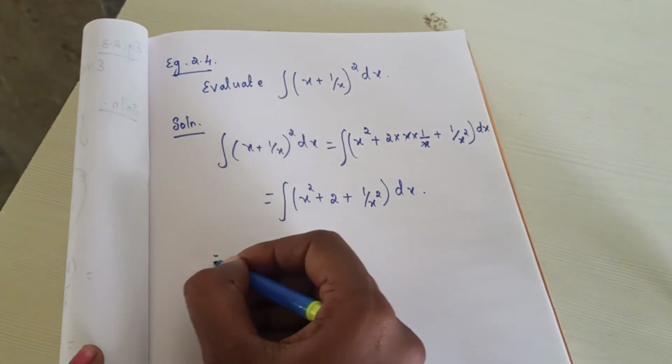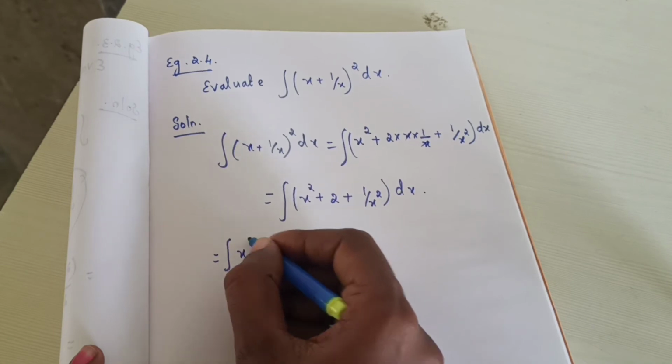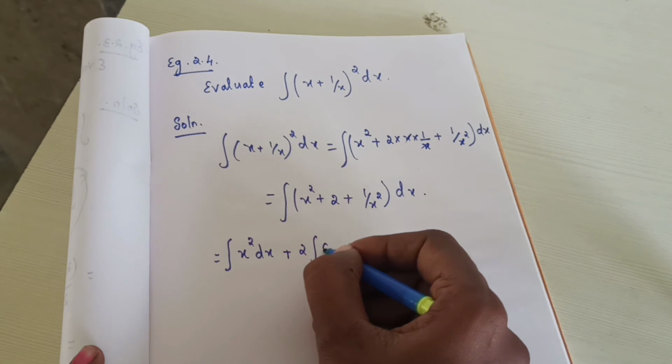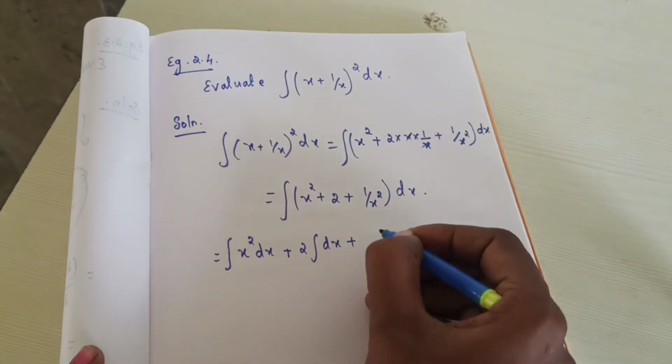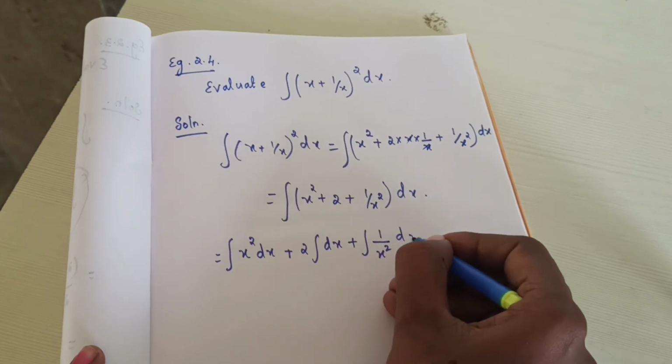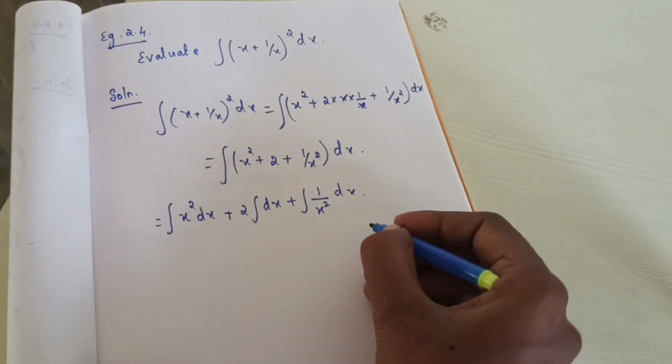Now we are going to split it into parts. Okay, how we will split? Integral of x square dx. Then next one is plus 2 into integration of dx, that's a constant, is it right? Then integration of 1 by x square dx. Okay, so now what's the formula we'll use here?